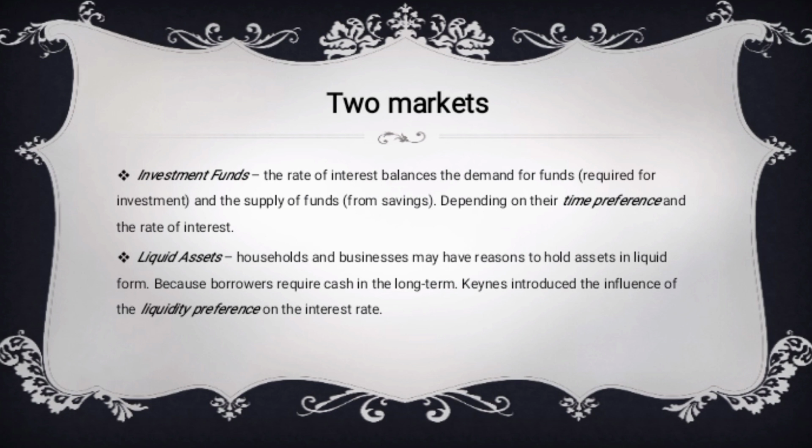Next is the liquid assets. Households and businesses may have reason to hold assets in liquid form because the borrowers require cash in the long term. Keynes introduced the influence of the liquidity preference on the interest rate. So liquid assets can be quickly and easily converted into cash. For example, a money market fund would be considered a liquid investment or liquid asset because it makes money from interest, but it's still quickly accessible to cash out.